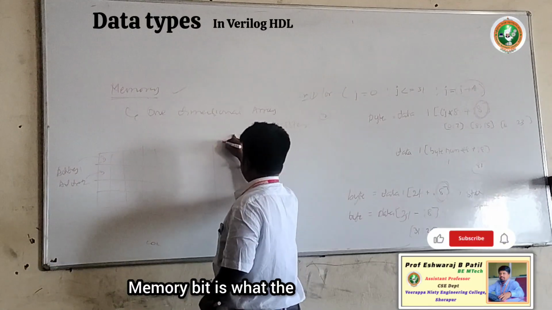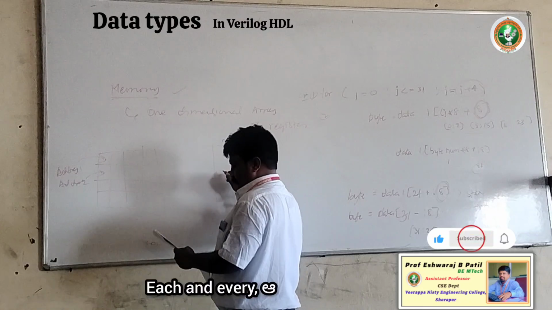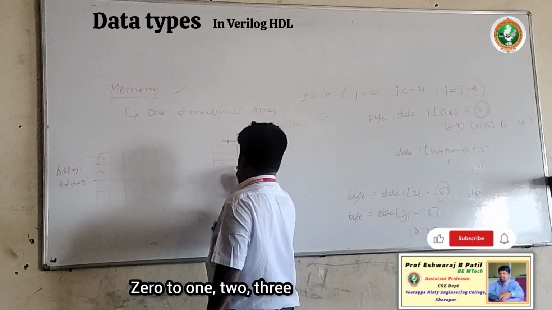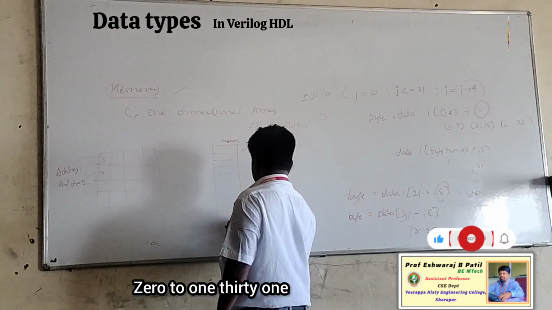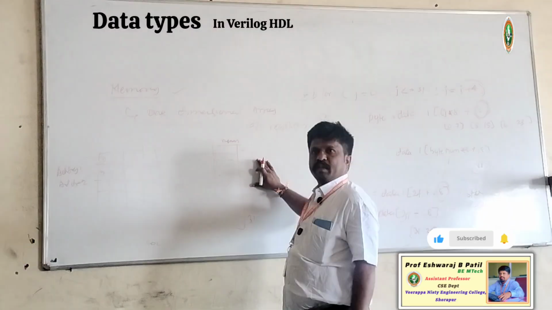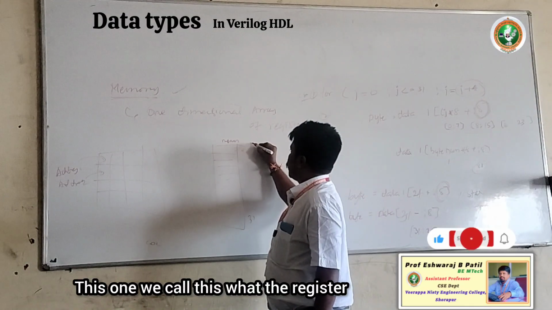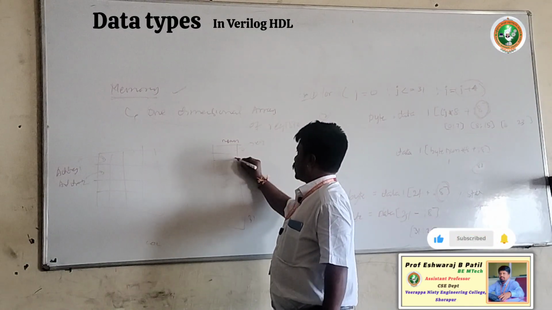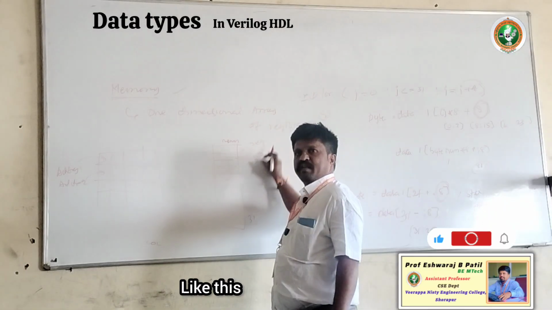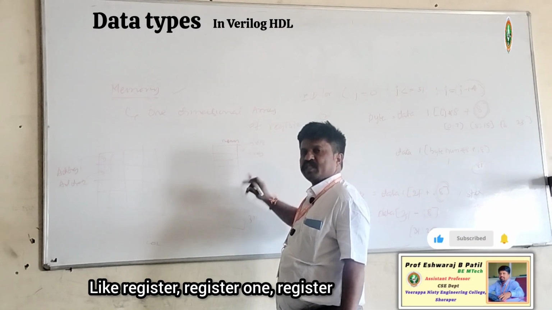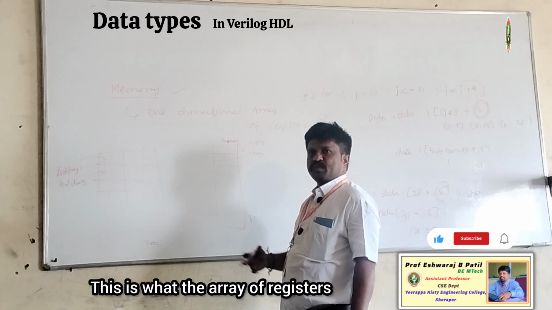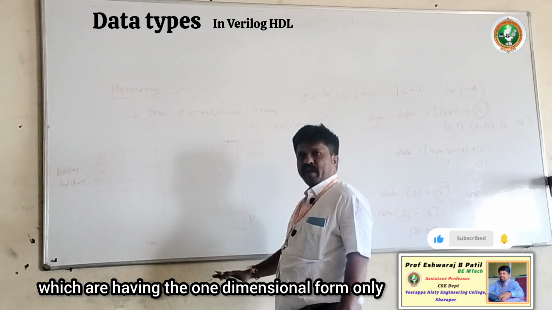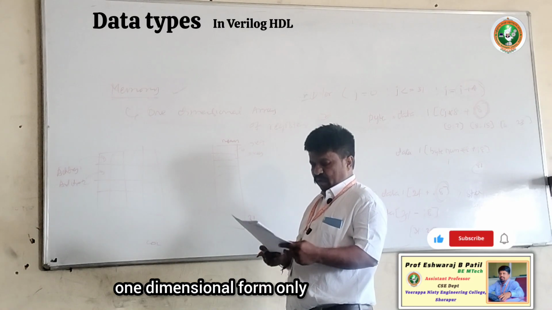Okay, memory bit is what the memory bit is there. Each and every bit is there, 0 to 123, 0 to 131. This is what the memory. This one we call the register. This one is the second register, like register 1, register 2. This is what the array of registers, which have the one-dimensional form only.